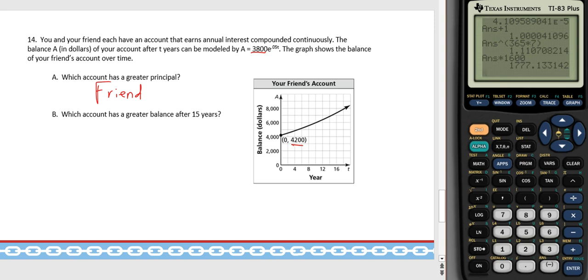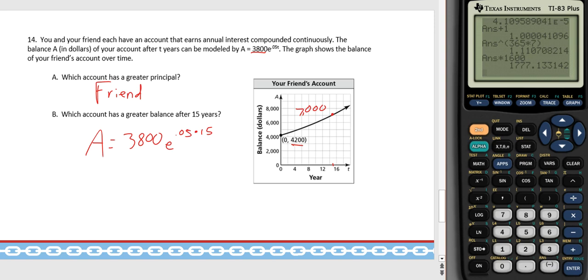Part B is which person has a greater account balance after 15 years, right? So we go to the graph, and it looks like friend has a balance at 15 years of about $7,000. We can't see exactly in the graph. But for your account, we're going to use the equation, right? A equals 3,800 times e, and again, e is used when we have constantly compounding interest, to the 0.05 times the time of 15.